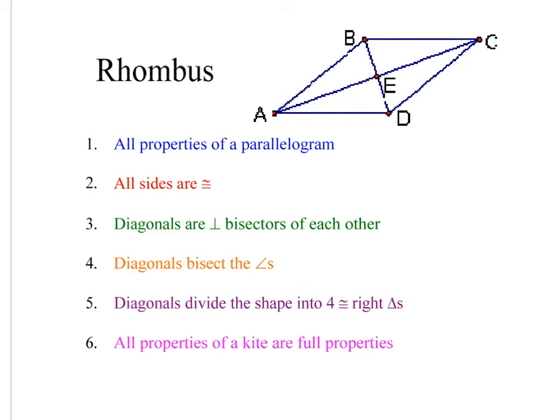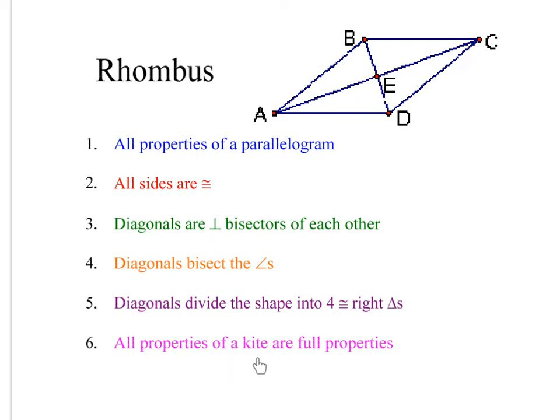In addition, in a rhombus, the diagonals are perpendicular bisectors of each other. The diagonals perpendicularly bisect each other. The diagonals bisect the angles. So if I look right here, this angle is bisected by the diagonal. All these angles are bisected by the diagonal. The diagonals divide the shape into four congruent right triangles. So this triangle is congruent to this triangle, is congruent to this triangle, is congruent to this triangle.